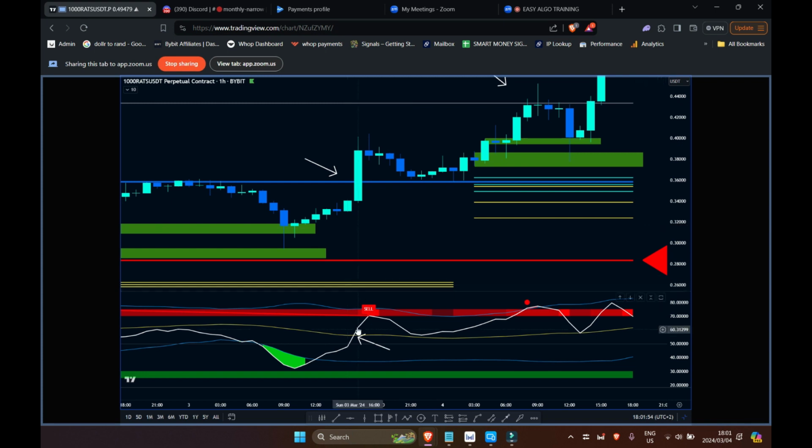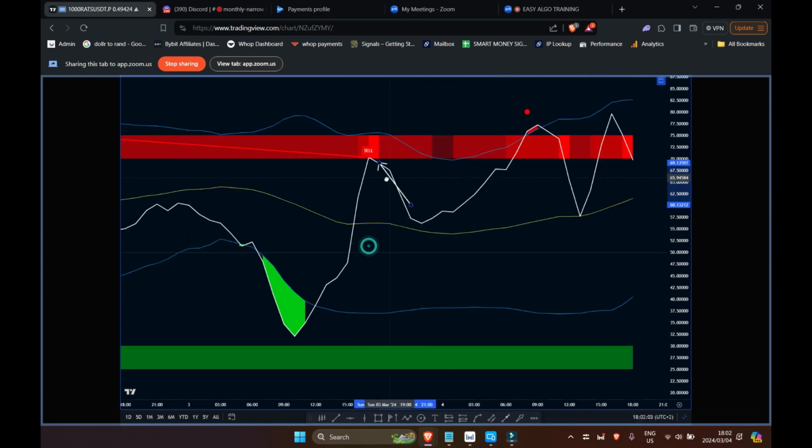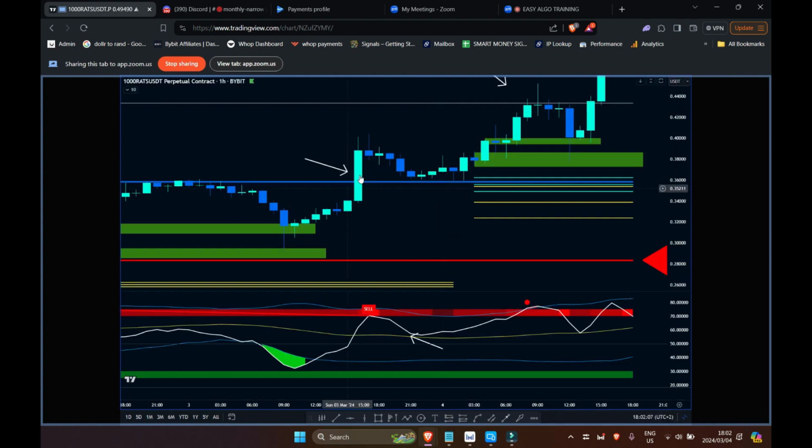And you can see what happened at this point. This is when we got this big candle, this big break. And then price came down over here, and you can see it retraced to this point, didn't go any lower, and the same thing happened in price.